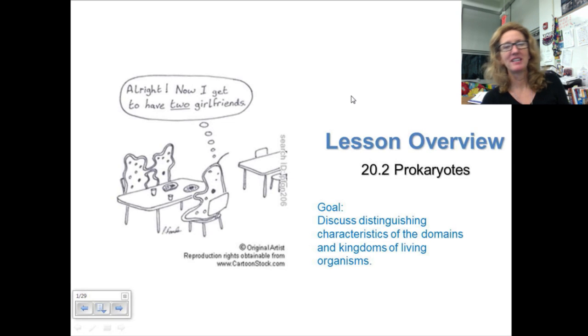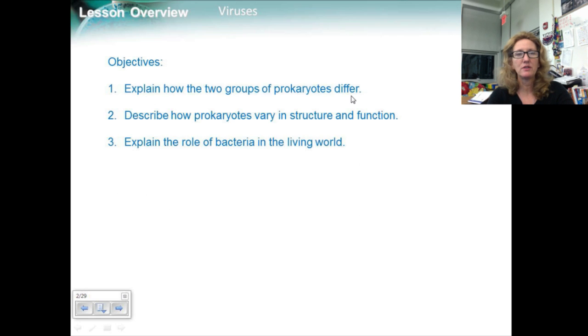All right, moving on to lesson 2 of chapter 20. It's called Prokaryotes. And our goal is to discuss distinguishing characteristics of domains and kingdoms of living organisms. Our objectives are to explain how the two groups of prokaryotes differ, describe how prokaryotes vary in structure and function, and also explain the role of bacteria in the living world.